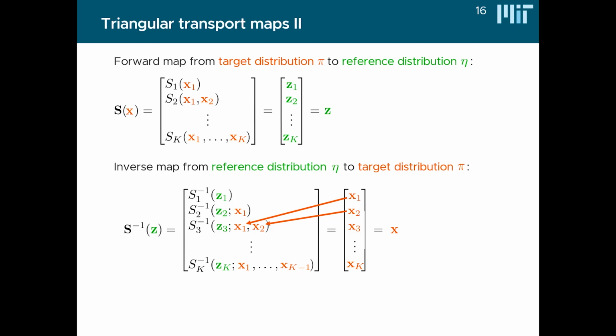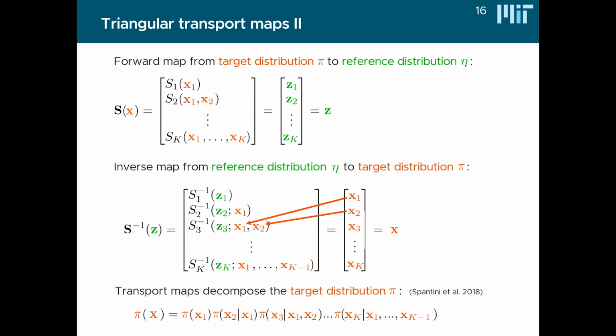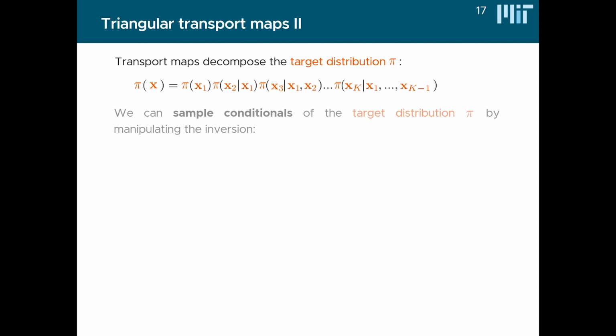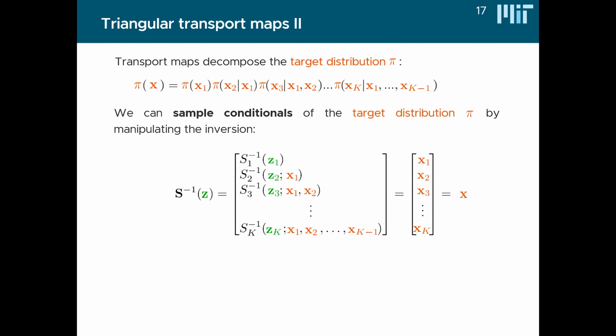Quite effective to do. But a very nice side effect of this dependence of each map component's inversion on the outcomes of previous blocks is that this inverse map effectively factorizes the target distribution into a product of marginal conditionals, where each of those map component functions corresponds to one term down here in the factorization. And this is very useful because, as it turns out, it allows us to sample conditionals by manipulating this inversion process. How we do this is that, well, if you have this inverse map, normally we would just evaluate it from top to bottom in sequence.